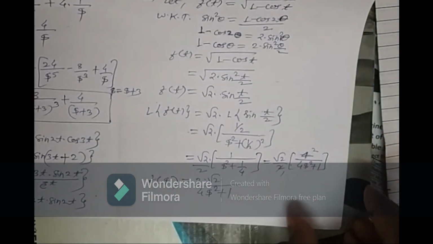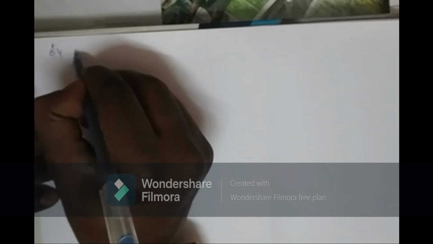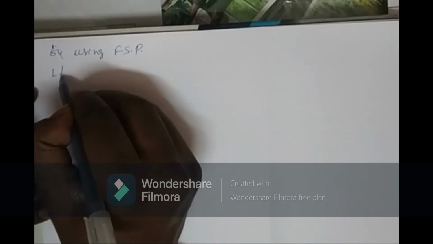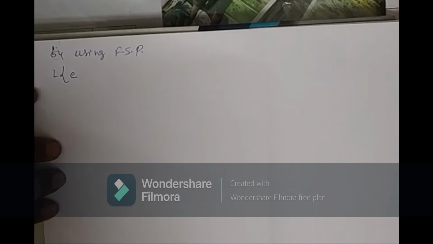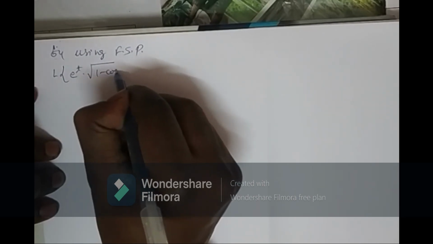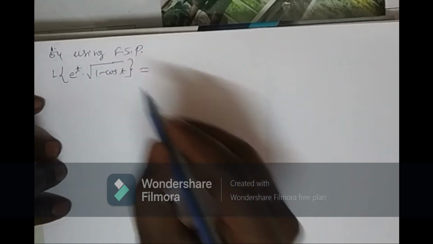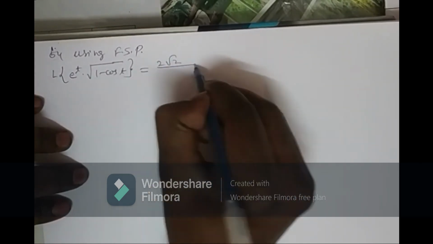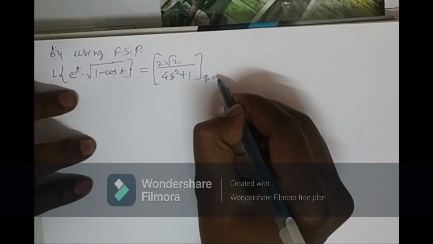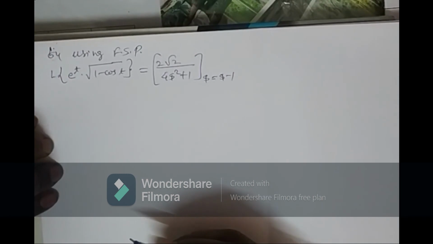Now after that, by using the first shifting property, what can we write? Laplace transform of e raised to t into under root 1 minus cos t, which was given in the question, can be written as 2 root 2 upon 4s square plus 1, and we have to replace this s by s minus 1. That is very easy.